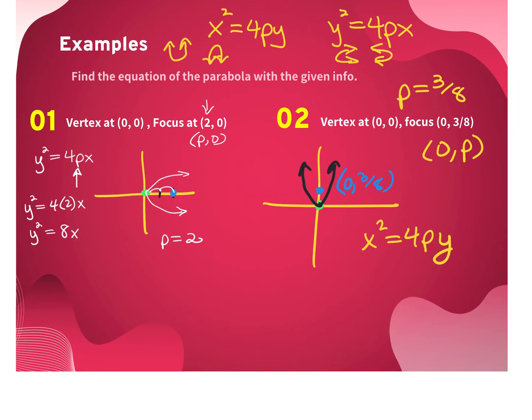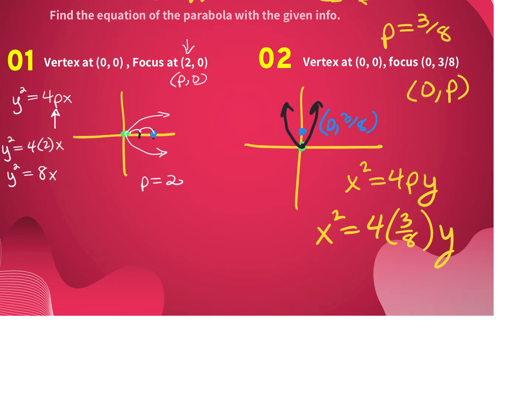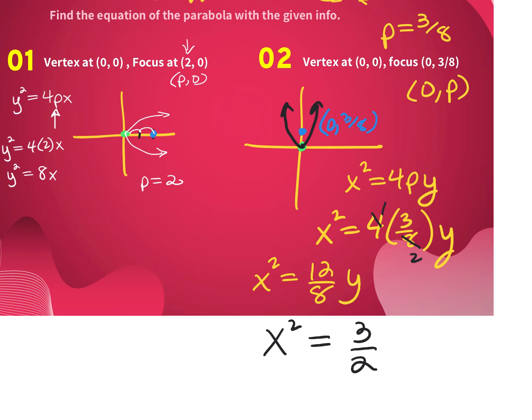So I'm going to plug in the p-value. 4 times 3/8. Multiply that, and that will give me my equation. I get x squared equals 12/8. You could also simplify diagonally if you want. Make this a 2, make this a 1, and the simplified answer is x squared equals 3/2 y. You need to simplify it.